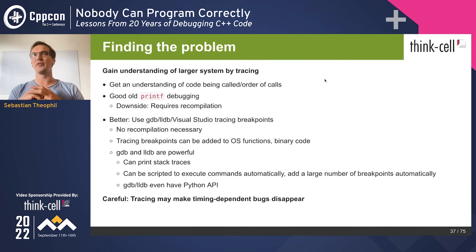GDB and LLDB even have Python APIs, so you can execute Python code when a breakpoint is hit. And they have debugger APIs, so you can do useful things in that Python call, evaluate other variables, evaluate the memory automatically. It's extremely powerful. But here, a warning again, tracing with tracing breakpoints as well may make timing-dependent bugs disappear again because your program will execute slower, of course.